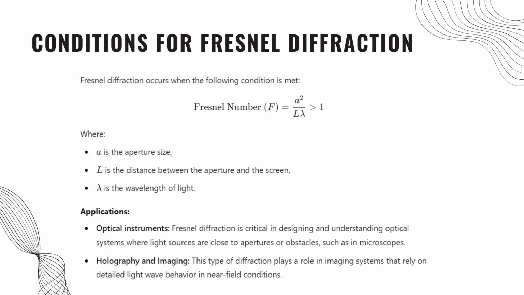Fresnel diffraction occurs when the following condition is met. Fresnel number, F equals a squared divided by L lambda, which is greater than 1, where a is the aperture size, L is the distance between the aperture and the screen, and lambda is the wavelength of light. Applications of Fresnel diffraction are in optical instruments, holography and imaging.